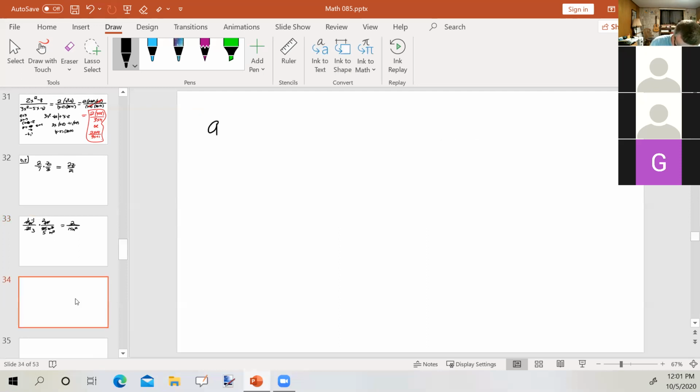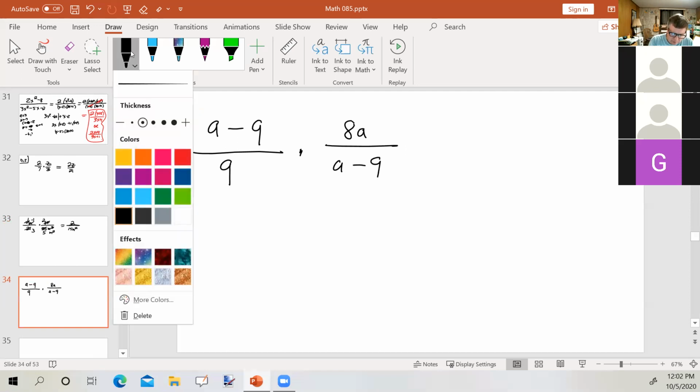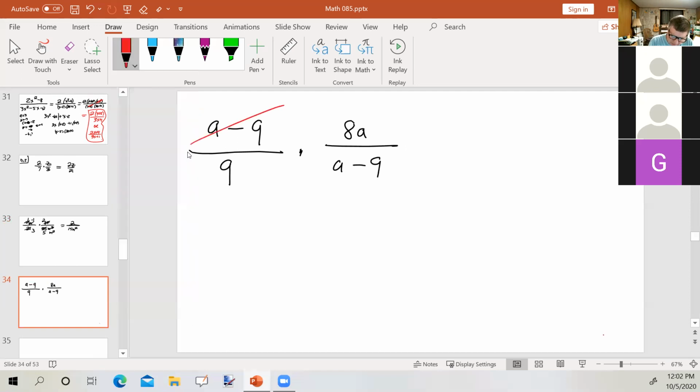Let's see. A minus 9 over 9 times 8a over a minus 9. So the common factors, a minus 9, reduce down, and we're left with 8a over 9. Okay.